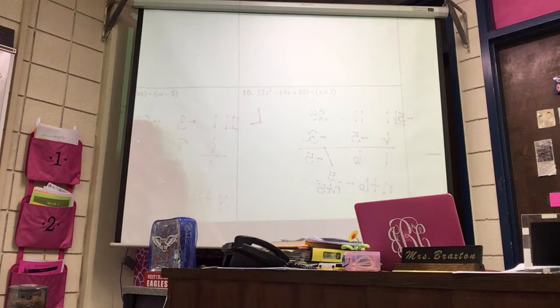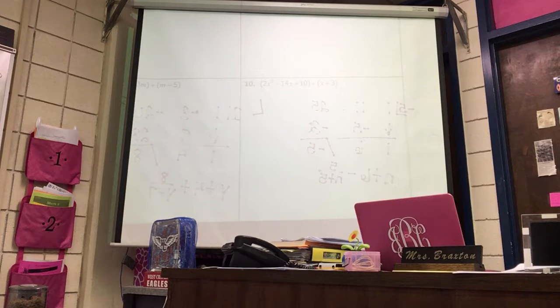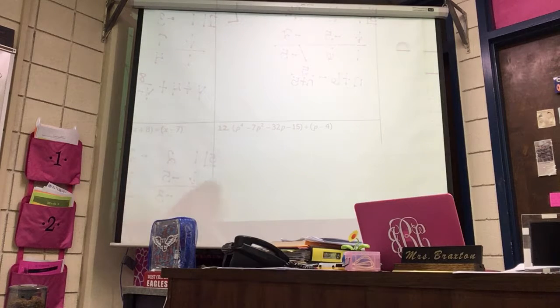All right, and I want to look at one more. Let's look at number 12. What goes in the box? Positive 4. What goes across the top? 1, 0, negative 7, negative 32, negative 15.